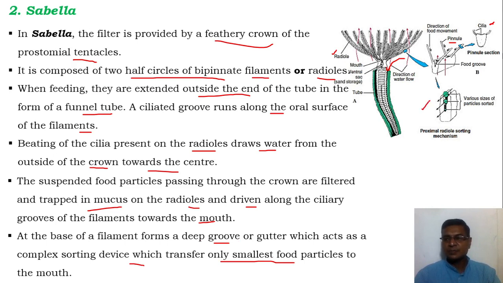This is the image where only selected food particles are easily transported through the ciliated groove and then open into the mouth. While food particles of various or large sizes are easily discarded. They again enter into the water current and move outside the body.